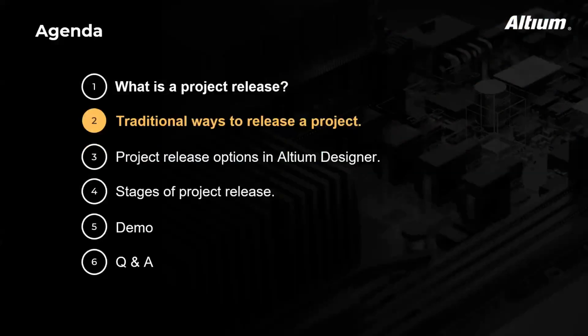Let us take a look at the traditional ways of releasing a project. There are a few ways we have seen people release their projects, and they are not always the best. The most time-consuming and non-automated way to start creating a package for your manufacturer is to export separate files for production or assembly manually.